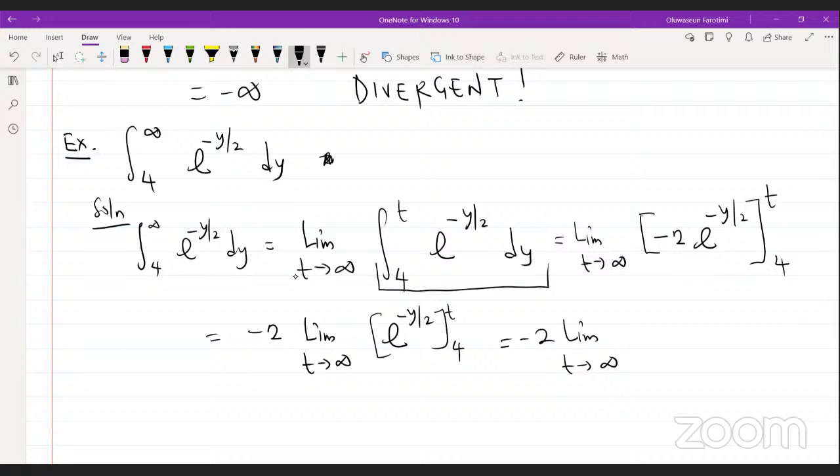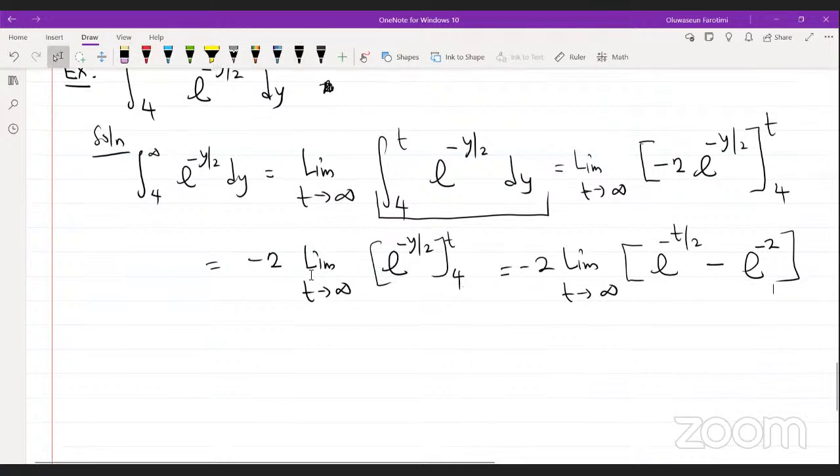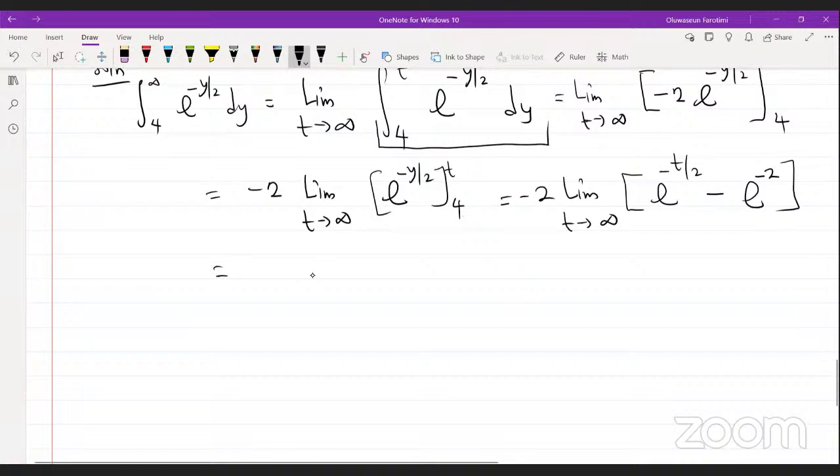Now you plug in the top and the bottom, so I have e to the negative t over 2 minus, if you plug in the bottom, you're plugging in y equals 4, so you have negative 4 over 2. That means you just have e to the negative 2. So that's easy, guys, right? Okay, so right now I need to pass my limits. What is the limit as t goes large of e to the negative t over 2? This is just going to be 0, guys.